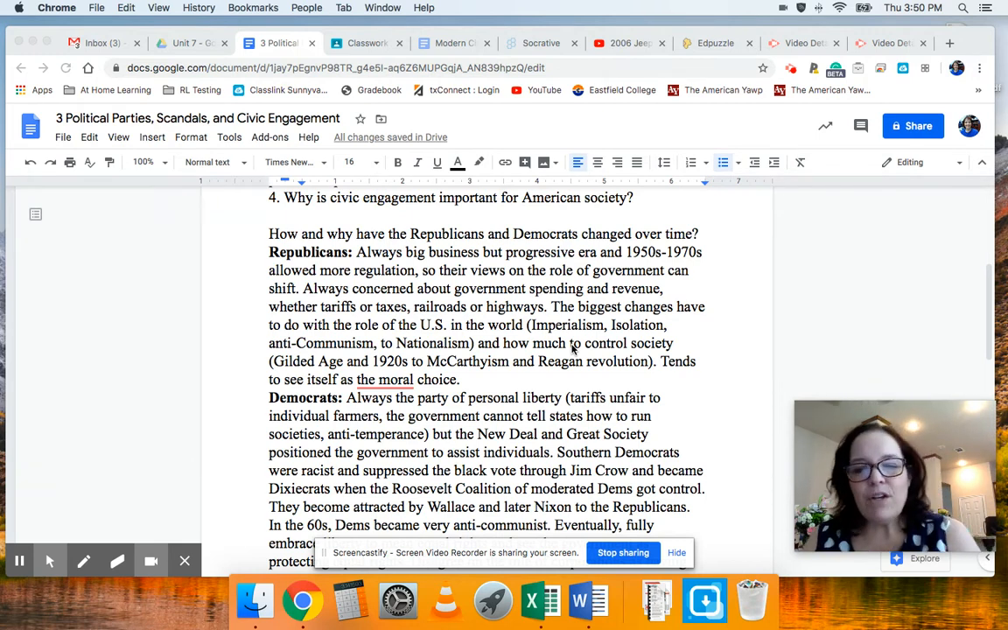And so their views about government interference go back and forth depending on what's happening, who's in charge. Sometimes they're more comfortable with it than others. And then sometimes they're like, absolutely no government interference. But they always feel like business and economic interests are the dominant thing. That's what we've got to take care of, right?